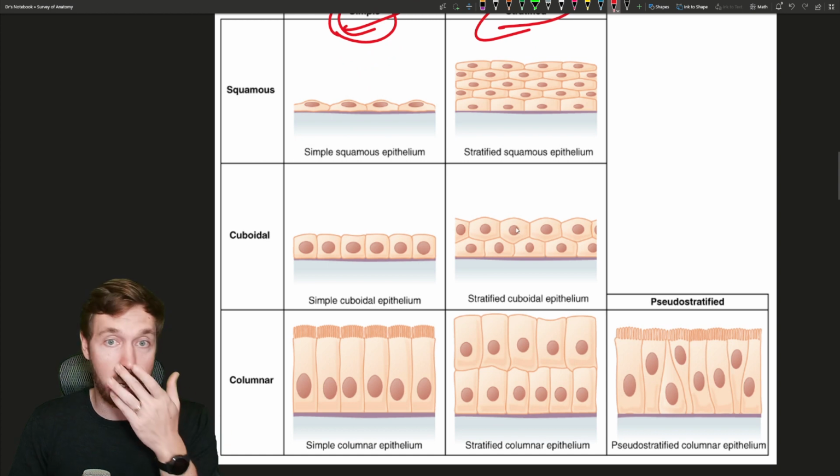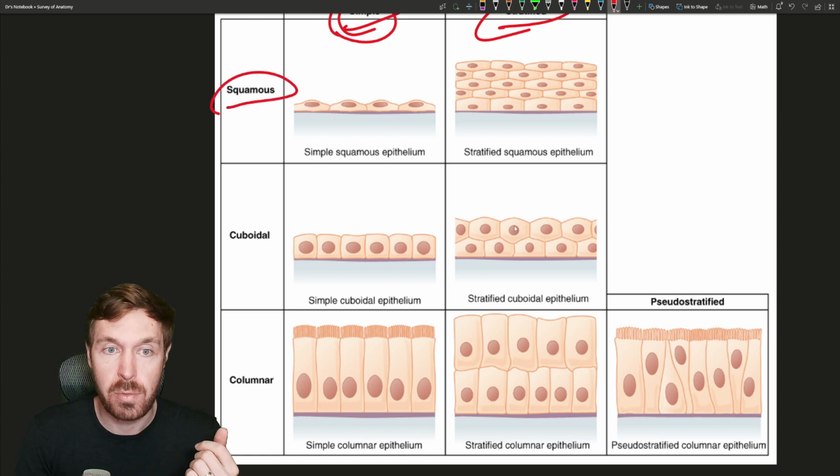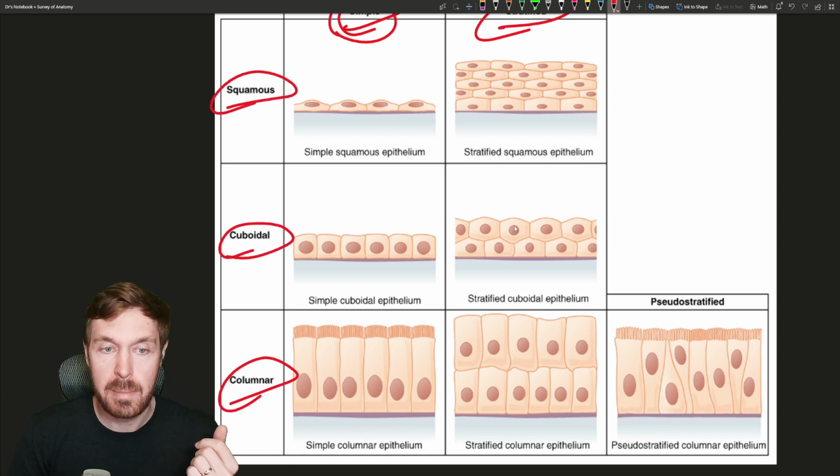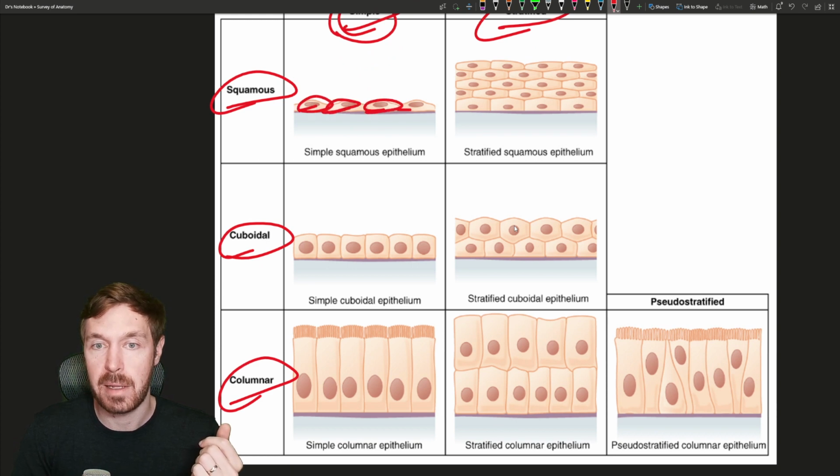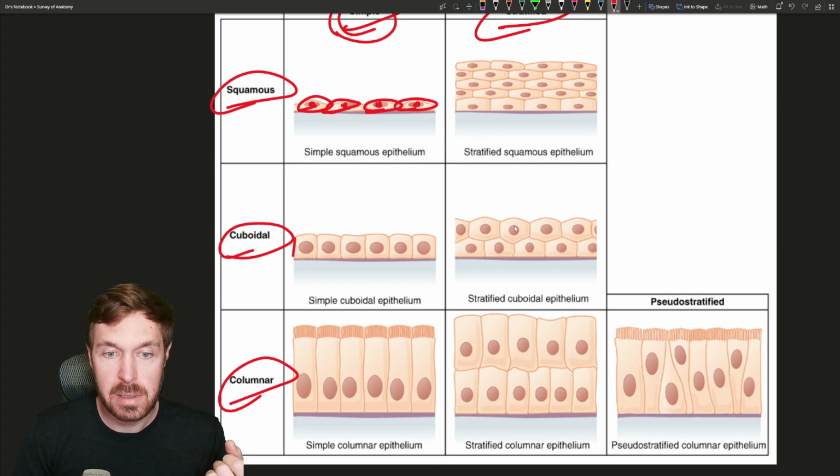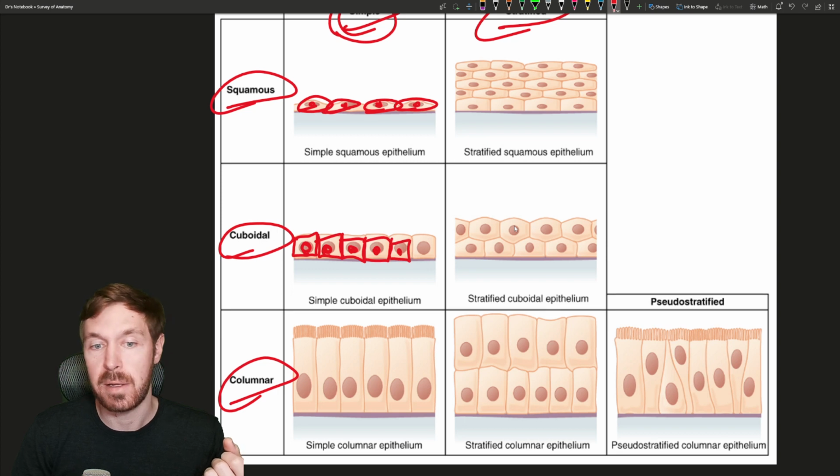And then it's based on their shape. So we have squamous, cuboidal, and columnar. So simple squamous is one thin layer of flat-like cells. Your lung alveoli are examples of simple squamous. Simple cuboidal, these are cube-like cells. So these cells actually look like cubes. Places like your thyroid gland, you have these simple cuboidal cells.